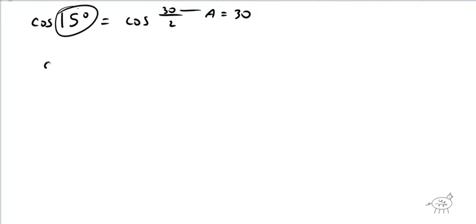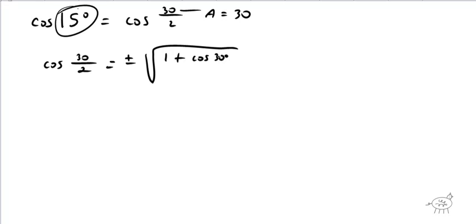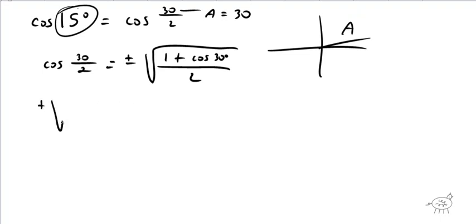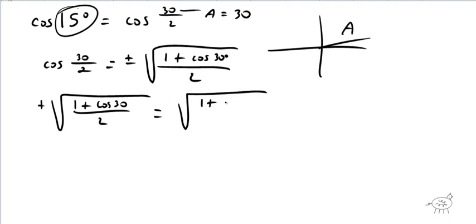Okay? So we have cosine of 30 over 2, and that equals plus or minus the square root of 1 plus cosine of a, which is 30 degrees, over 2. Now let's determine that plus or minus right off the bat. 15 degrees is actually pretty easy, because that's in the first quadrant, and they're all positive in the first quadrant, so it's positive, right? And let's keep going here. So it's going to be the square root of 1 plus cosine of 30, which is root 3 over 2, all over 2.